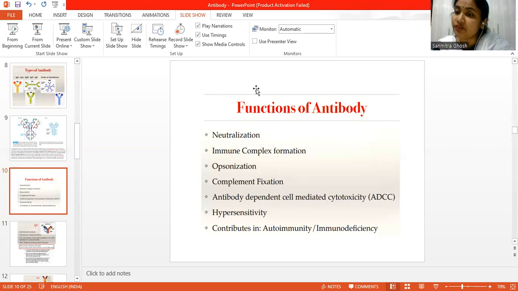And this immune complex formation involves different types of non-covalent interaction. Thirdly, we have the opsonization. So when I was giving you the introduction to the different types of strategies by which antibodies contribute to the humoral immune response, I mentioned that the antibodies can cross-link with multiple antigens at a time, increasing their size.